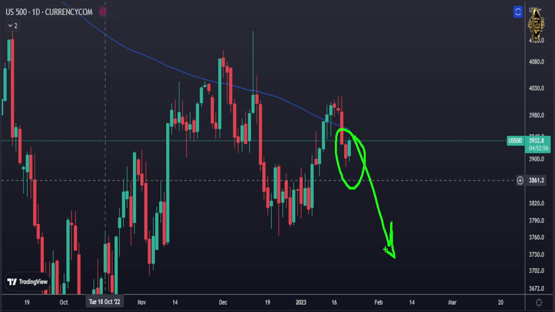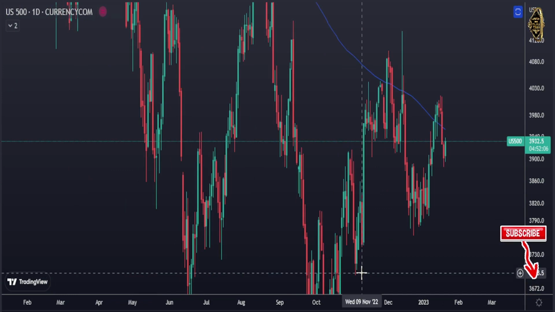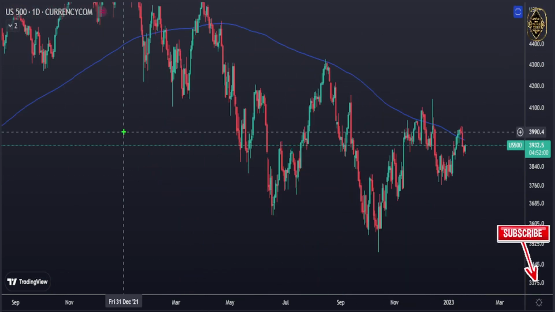Technically, that's how the big players trade the market: below the 200 moving average, you are in a downtrend. That's it. Now look at the 200 moving average. If you come back historically to the start of this bear run, it has been reacting like a very strong resistance. Yes or no? So should you enter long?